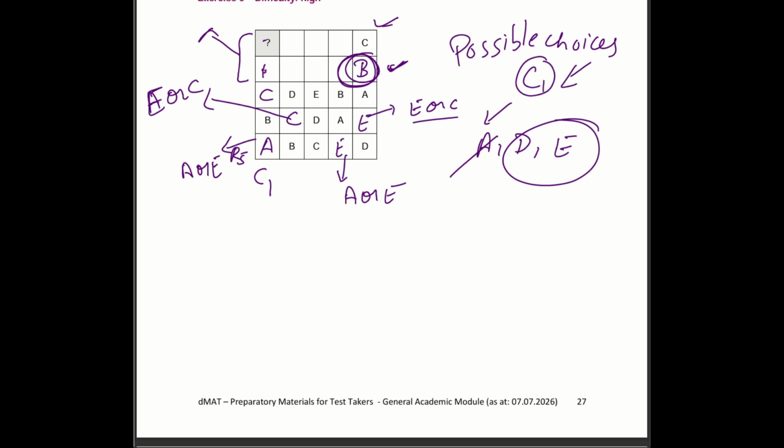So the answer: the possible choices for these two boxes are D or E, that are left. So here D and E. We can solve any other row here. Nothing is repeating. D or E.